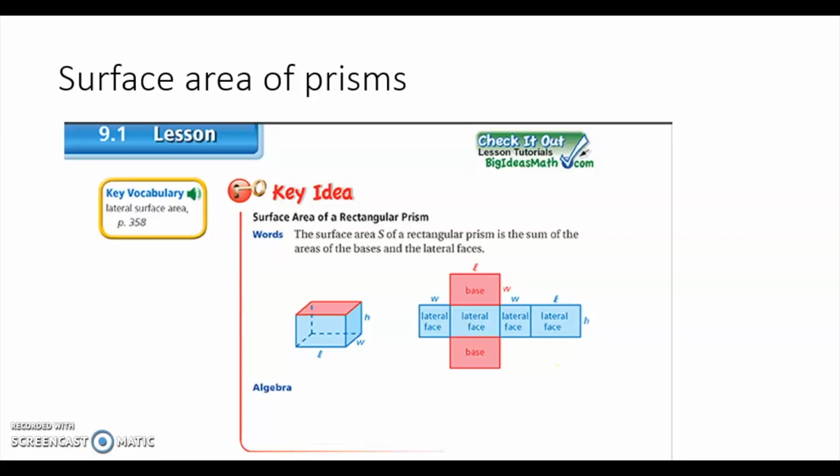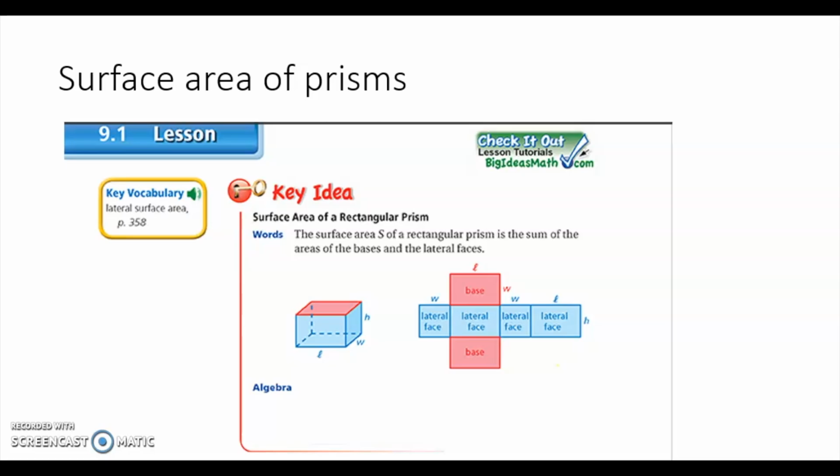Okay, class, today we're going to be moving on to Chapter 9, and in Chapter 9 we are going to look at three-dimensional shapes. Now we're still going to be talking about area, and area is two-dimensional, it's flat. So what we're actually going to be doing is talking about the surface area, the area on the outside surfaces of our box, or our prism as we're going to call it.